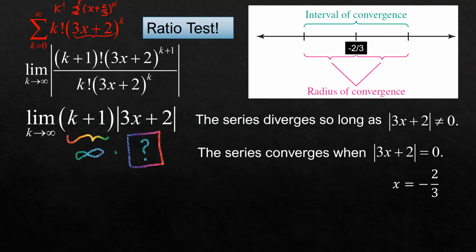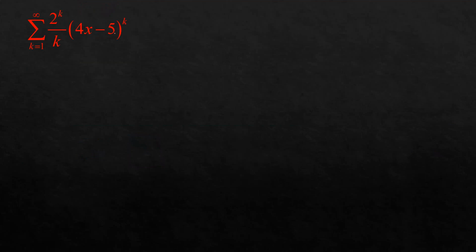So looking at this picture again, we would say that the radius of convergence is 0, okay? And the interval of convergence is just that one point right there, -2/3. So you list out -2/3 as a number, and that is the interval of convergence, just 1 point. All right, example 3.